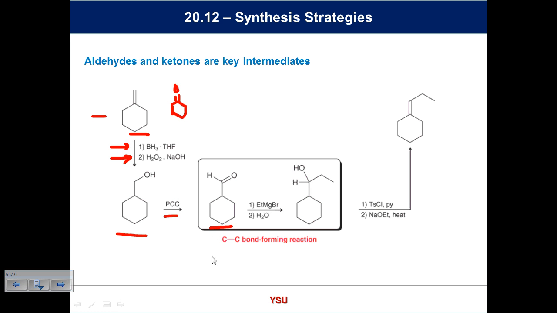We make an aldehyde. Why does it stop at the aldehyde? Why not go to the carboxylic acid? What's missing from this mixture? What do you prevent from being in the mixture? Water, because water gives you a hydrate.